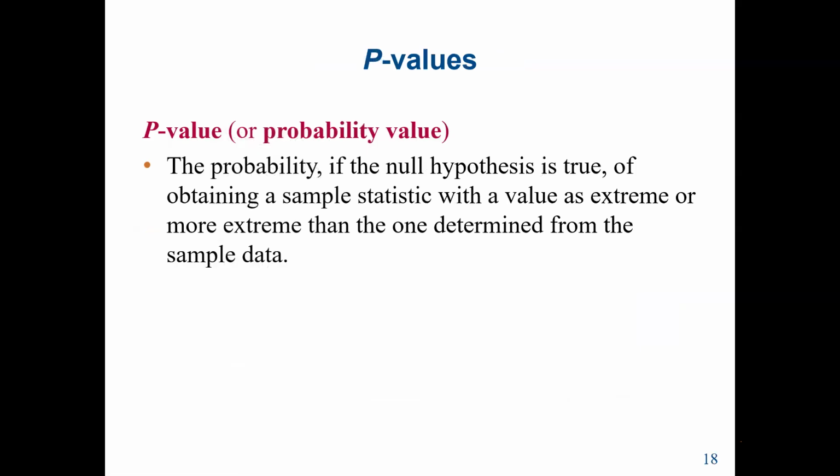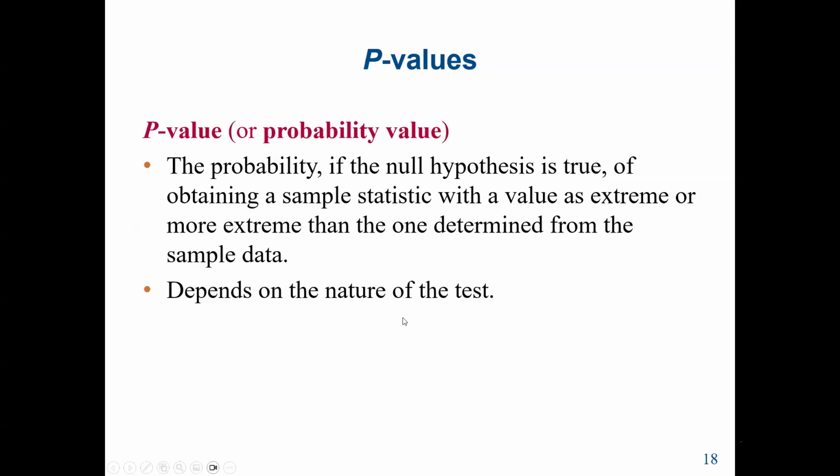So that will lead us to the concept of p-value, or probability value. It is the probability, if the null hypothesis is true, of obtaining a sample statistic with a value as extreme or more extreme than the one determined from the sample data. As we mentioned earlier, if the p-value is smaller than the level of significance, then we are going to reject the null, H0. If it's greater, then we are always going to accept H0.